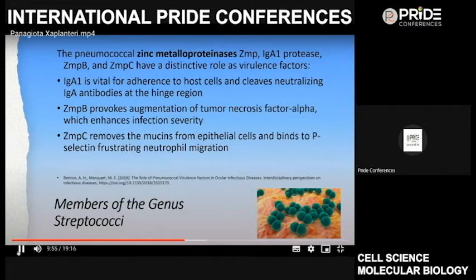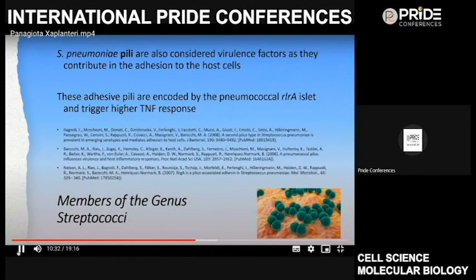The pneumococcal zinc metalloproteinases, ZmpA and IgA1 protease, ZmpB and ZmpC, have a distinctive role as virulence factors. IgA1 protease is vital for adherence to host cells and helps neutralize IgA antibodies at the hinge region. ZmpB provokes augmentation of tumor necrosis factor alpha, which enhances infection severity. ZmpC removes the immune system from B cells and binds to P-selectin, frustrating neutrophil migration.